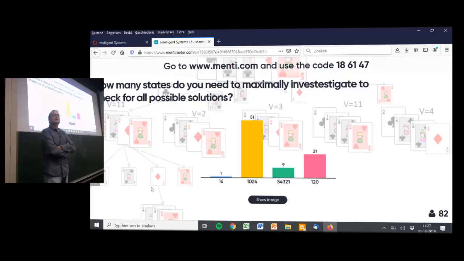Okay, what about the 21 people who thought it was 120? We like 5 factorial because in the first round you have 5 options and in the second round 4 options. So the answer was that it would be the factorial: in the first round you have 5 options, in the second round 4 options, in the third one 3, in the fourth one 2, and then just 1 card you could play.